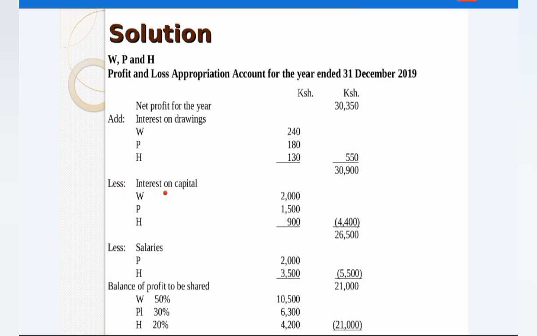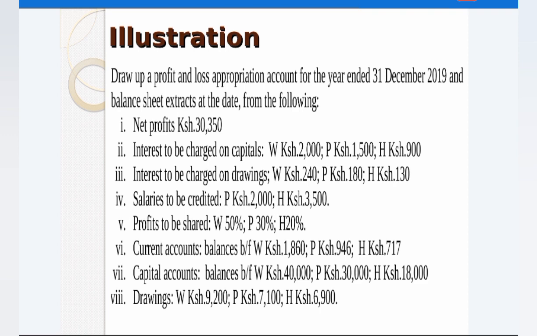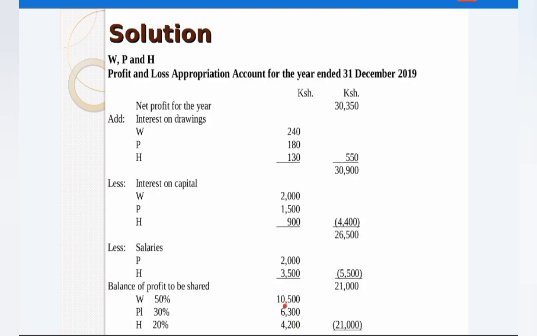And then from there, you are supposed to deduct the interest charged on capital. And you can see from our illustration here, the interest to be charged on capitals under number 2 is 2,000 for W, 1,500 for P, and 900 for H. So when we total the three, 2,000, 1,500, and 900, we get 4,400. This one we are deducting. So when you less 4,400 from 3,900, you will get 26,500.